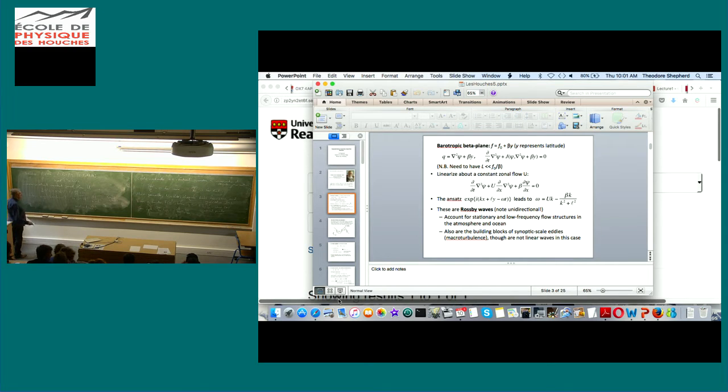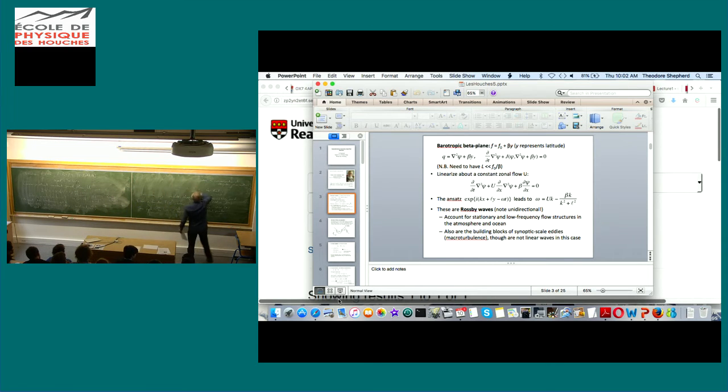But of course, these are very important because they account for the stationary and the low frequency features of the atmosphere and the ocean. Of course, you also have to include Kelvin waves if you're in the tropics. So that's clear. And if you ever lecture about low frequency or stationary waves or low frequency variability, you're always going to talk about Rossby waves.